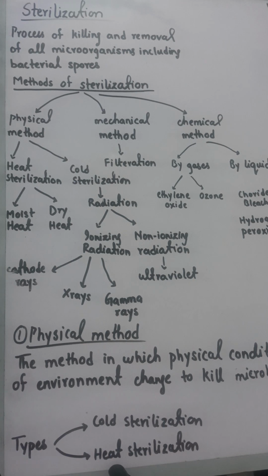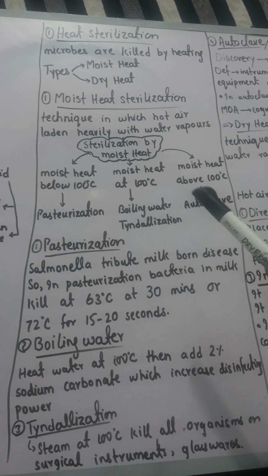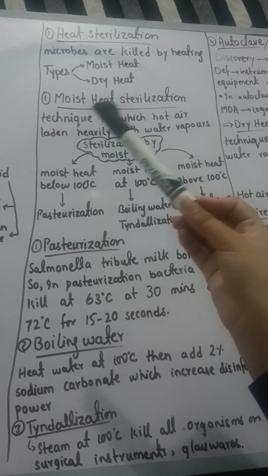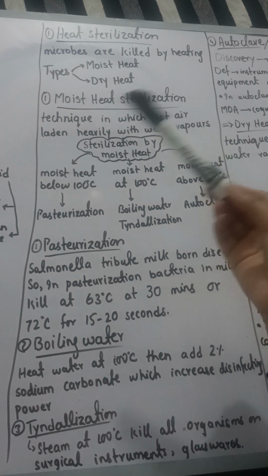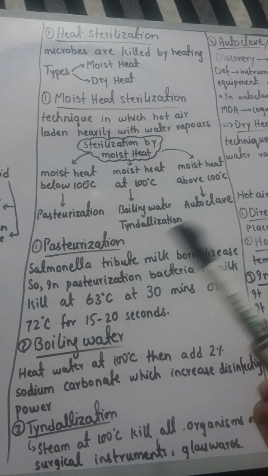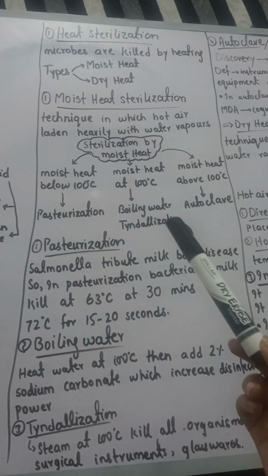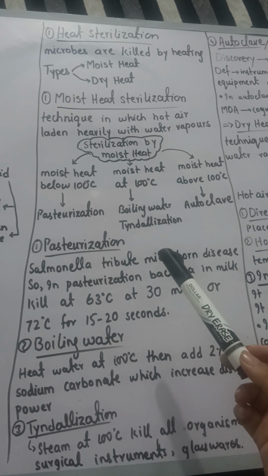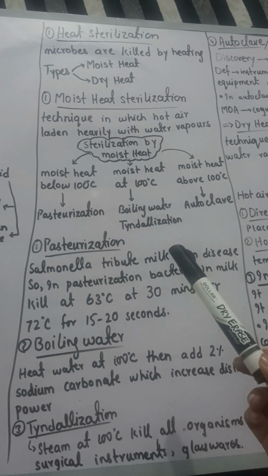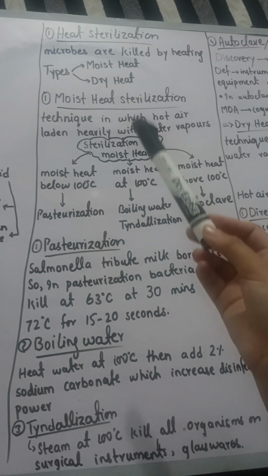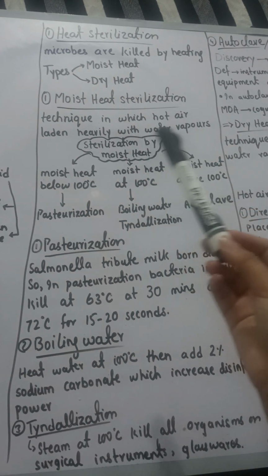So let's start. Here the heat sterilization method is one in which microbes are killed by a heating process. Various microbes are present which cannot bear the high temperature, so they are killed by it. Due to the heat, their proteins and enzymes become coagulated. Therefore, this process is used. It consists of two types: moist heat and dry heat.